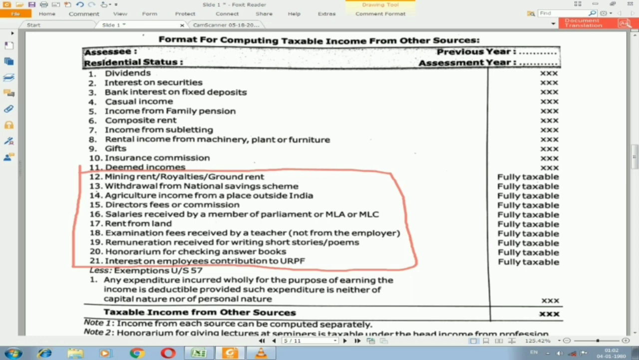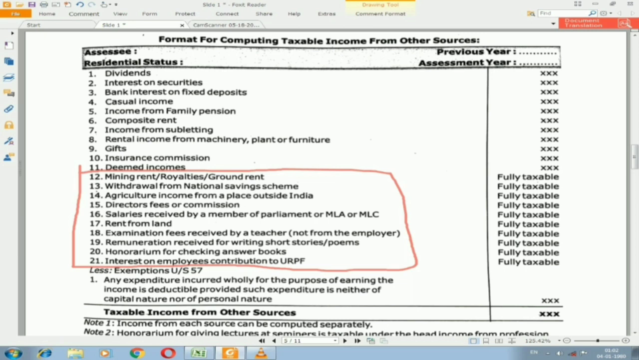Then examination fees received by a teacher, not from the employer. Remember, any examination fees received by a teacher or lecturer will be considered here. The only thing is, if it is given by the college, or by the employer, or by the institution where he is working, then it will not be considered, because there will be a relationship of employee and employer. If the employee-employer relationship is there, then that income will not be taken under other sources. So if a university gives income to a lecturer or teacher of another college or institution, then that will be considered, because there is no relationship of employee and employer.